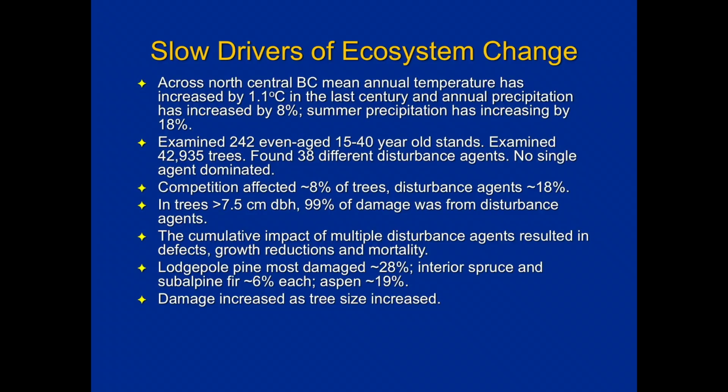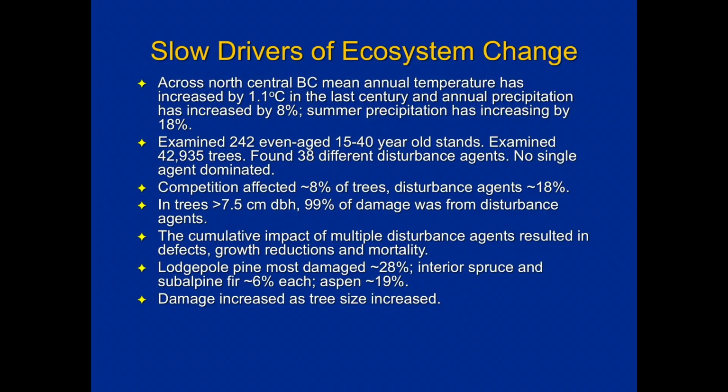We also recorded whether or not trees were being influenced by competition. We had some criteria to decide that. So about 8% of the total tree population was being affected by competition, and about 18% of the trees were being affected by disturbance agents. Interestingly though, in trees greater than 7.5 centimeters DBH, 99% of the damage was from disturbance agents. So once you got past the little tree stage, competition wasn't being much of an issue at all in terms of damaging trees. Lots of little trees were being affected by competition, but not the bigger ones in these plantations.